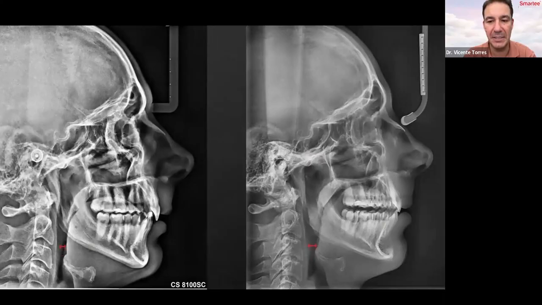You can see here two different things. The first one, we increase the airway. This is very important because sometimes in class 2 malocclusion, the retrognathia of the mandible normally makes this small airway and the patient has problems with apnea. So here with this mandibular advancement, we increase the space for the airway.